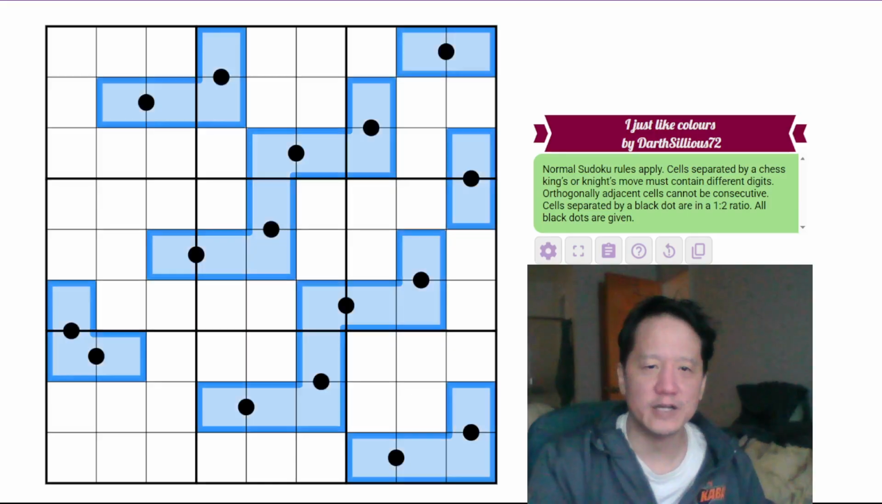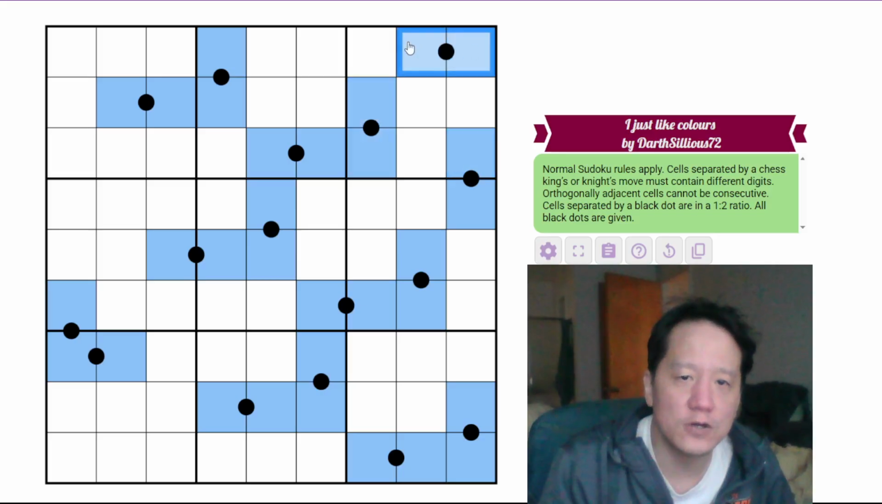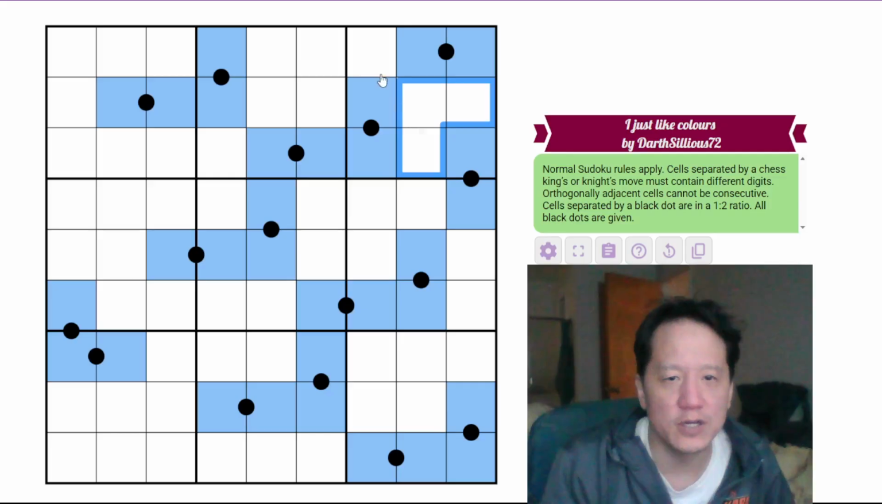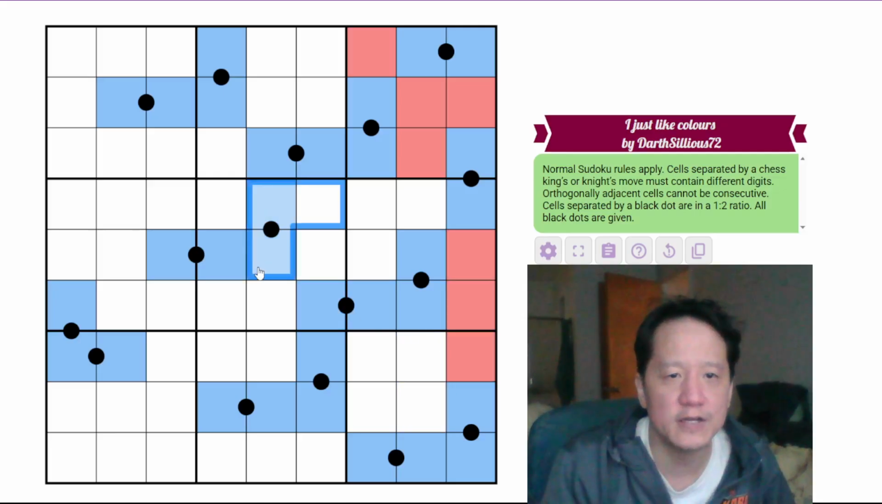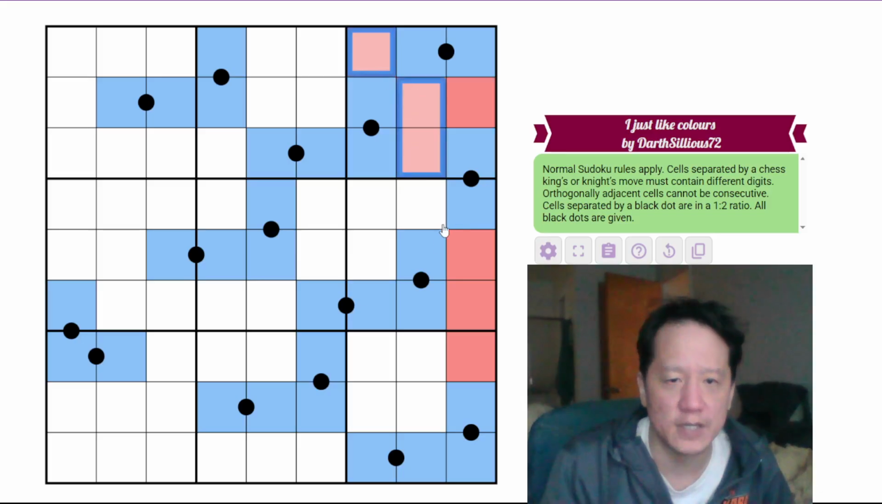Let's just mark them as blue. That means this is a 2, 3, 4, 6, 8 quintuplet in this upper right-hand box. We also have a 2, 3, 4, 6, 8 quintuplet in column 9. So we're going to mark the other ones as red because they have to be 1, 5, 7, and 9. Do we have any other sets of 5 here? I don't think so. So we're guaranteed these are 1, 5, 7, 9.